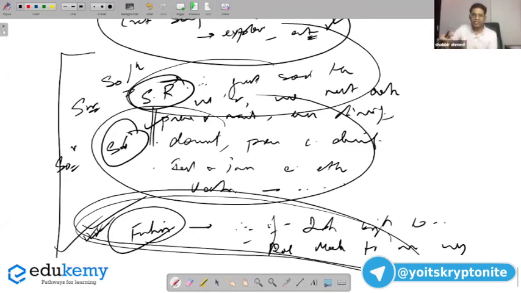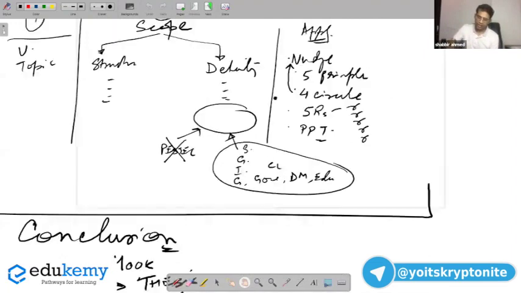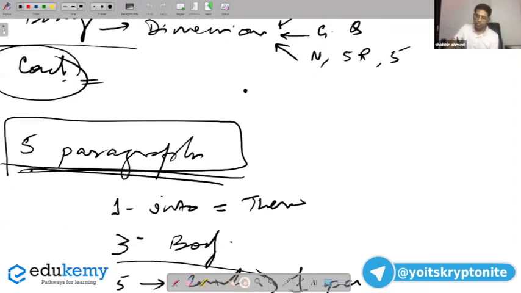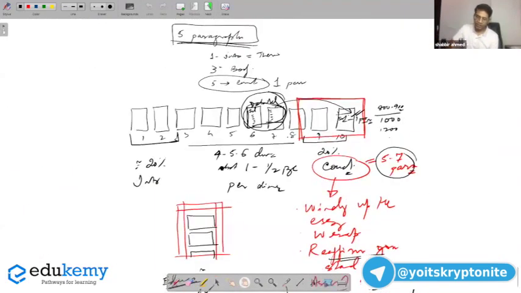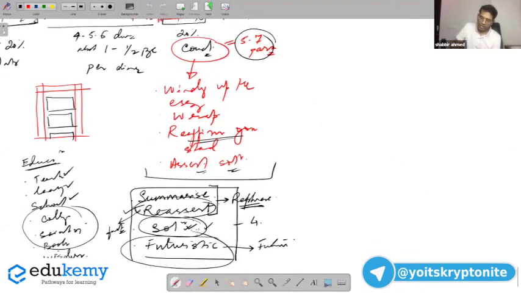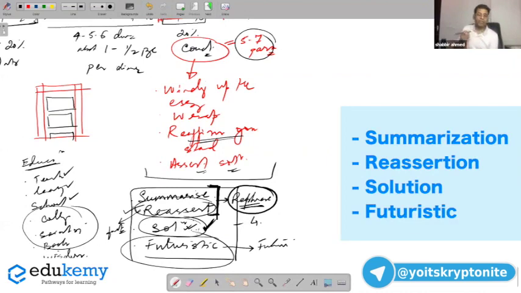Okay? So this is just a demonstration of a sentence. I mean, do not copy all of this down in your notes right now. So what I am demonstrating is your conclusion can be any of these things. ऐसे canvas में जो conclusion है, your conclusion, I said, is summarize and reassert, which is something like rephrasing. Your conclusion can be a series of solutions. Your conclusion can be futuristic.